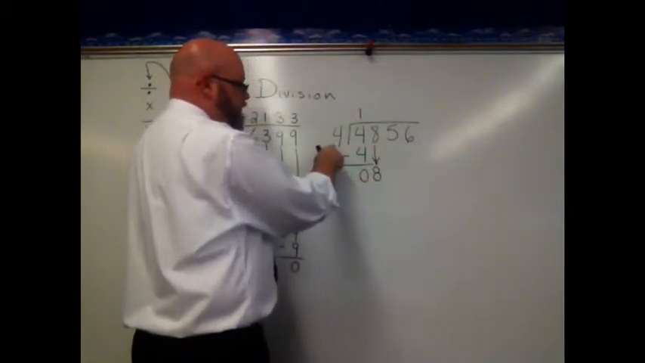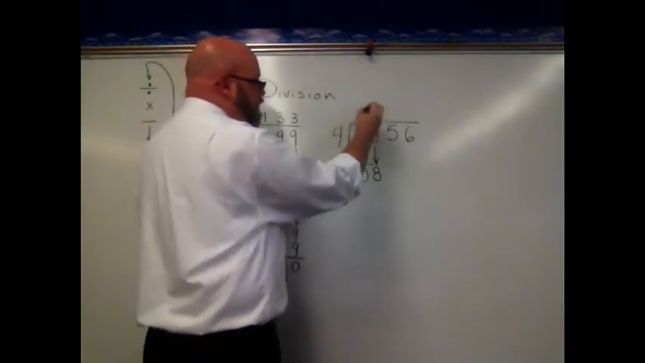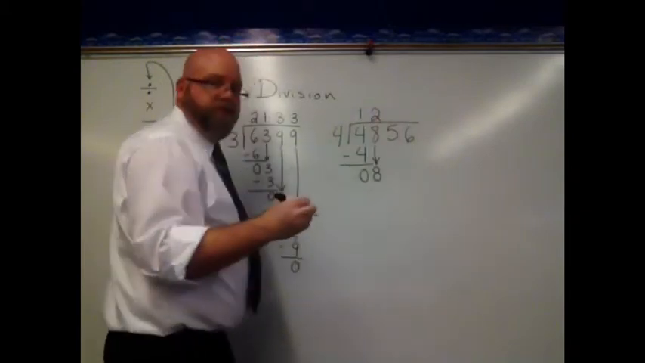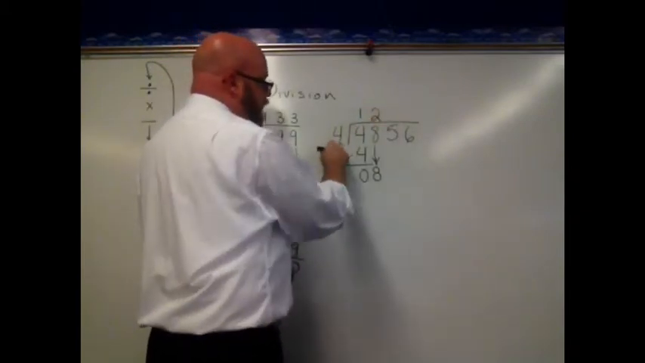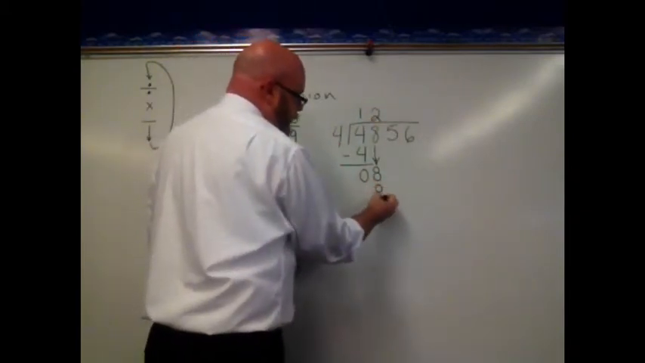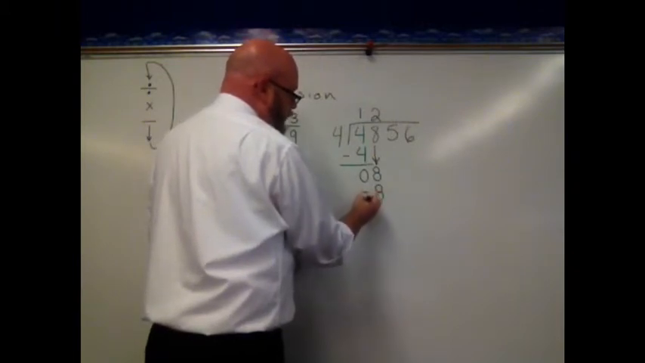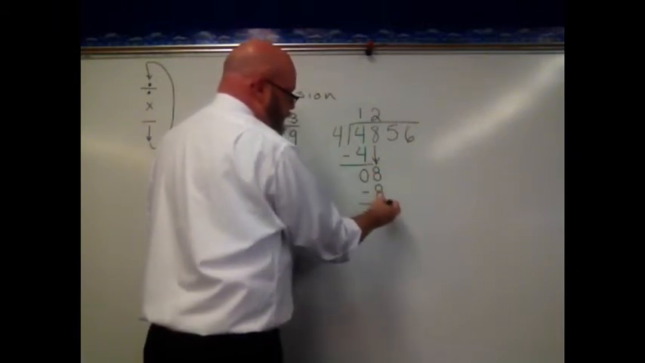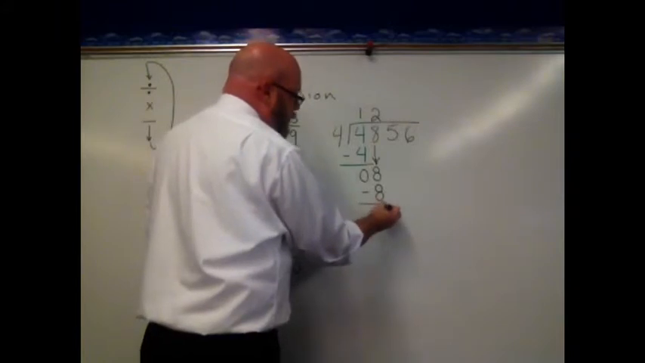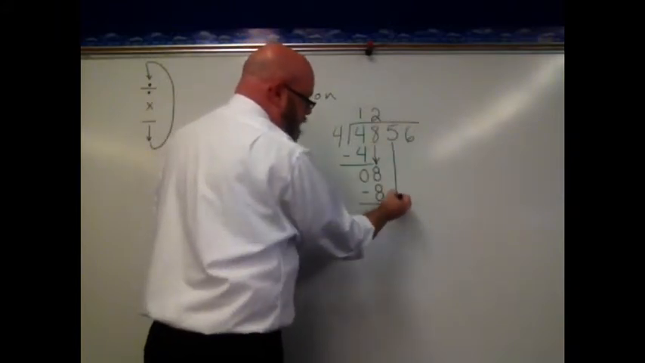8 divided by 4 is 2. It's my division step. 2 times 4 is 8. Now I subtract. 8 minus 8 is 0. I can bring down my 5.